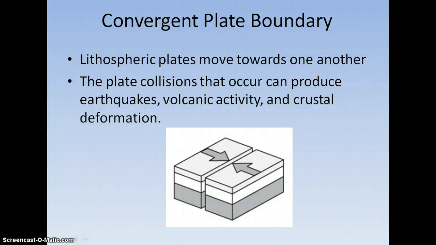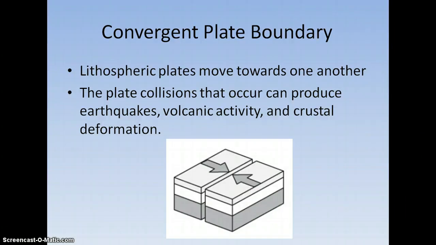The next plate boundary is the convergent plate boundary. This is when lithospheric plates move towards each other. The plate collisions that occur can produce earthquakes, volcanic activity, and crustal deformation. So if you think about it, if two plates are being pulled apart, put your hands together with your fingertips touching and pull them apart like a divergent plate boundary. What happens at the end of your hands by your wrists? They would be going towards each other if they were on a sphere, right?